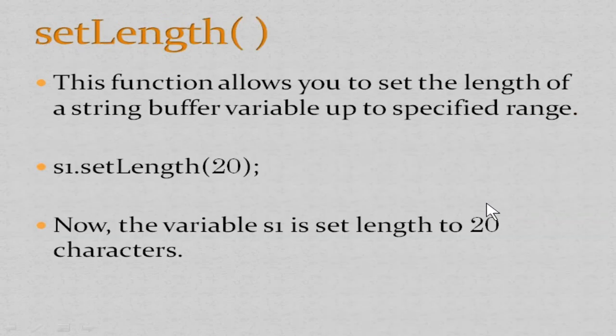Next function is the setLength function. This allows you to set the length of the StringBuffer variable up to the specified range. Suppose you already created an object, and if you want to increase the length, you can use the object name s1.setLength, and you can modify it. You can give extra numbers so that it will increase the length of the string. Now the variable s1 is set to a length of 20 characters.